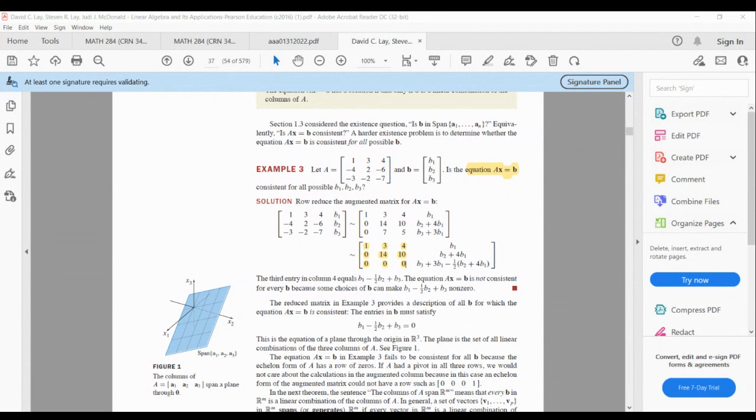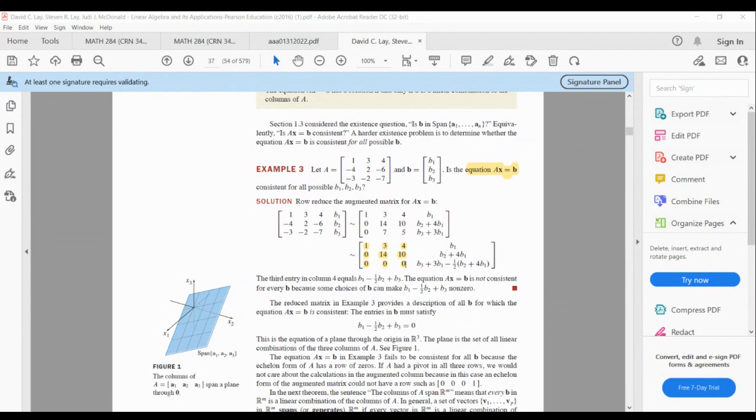Okay, that makes more sense. I think I misinterpreted something. So the plane is the entire span of the whole matrix, right? The plane is the span of those column vectors A1, A2, and A3 of the matrix. But the span is not all of the three-dimensional space. It's a subspace of the three-dimensional space. It's a two-dimensional space shown by that plane.